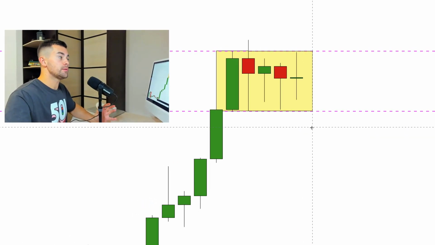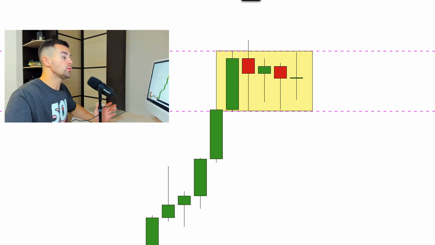Because this pattern formation is formed on a key level, it signifies the indecision. The market participants are waiting for some trigger. Bulls are waiting for the trigger to start breaking this major key level, and bears are waiting for the trigger to start selling from that key level. So what are we looking for right here? We will look for the violation, the candle close above or below the mother's bar.